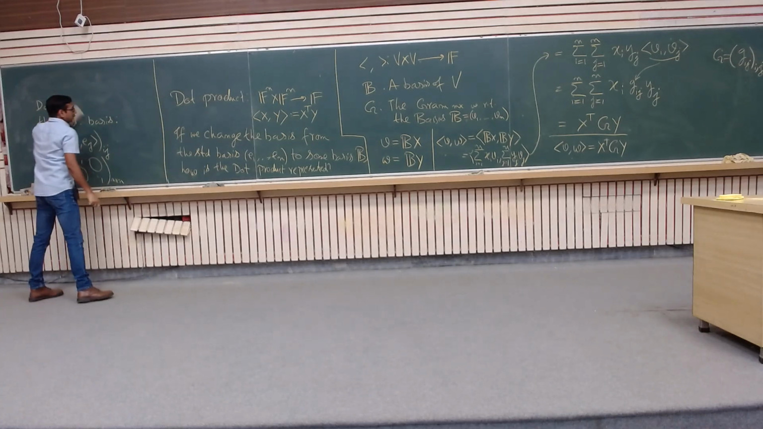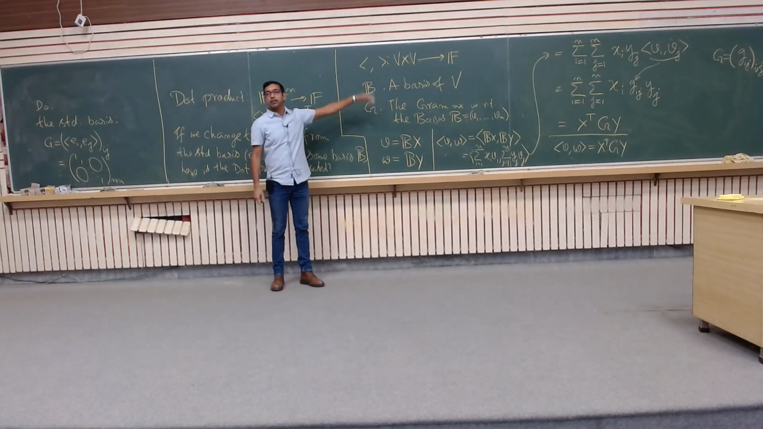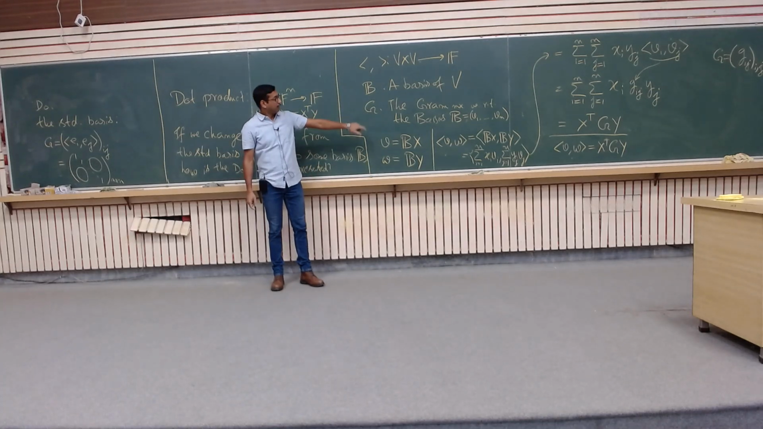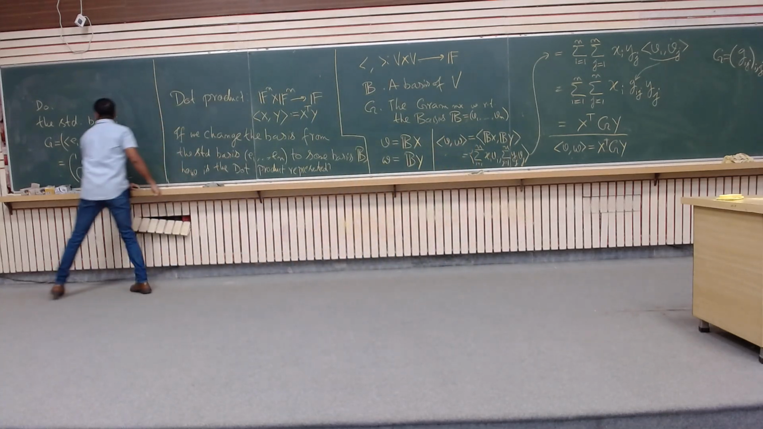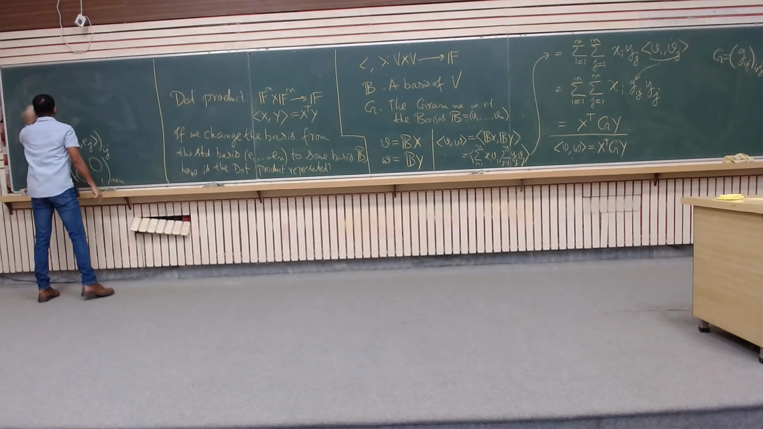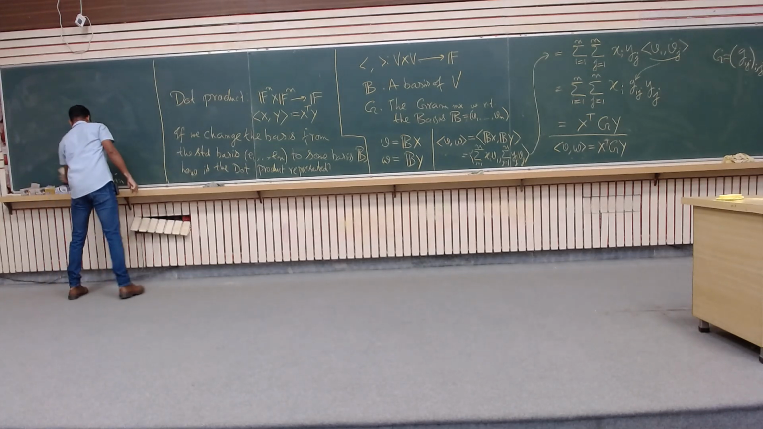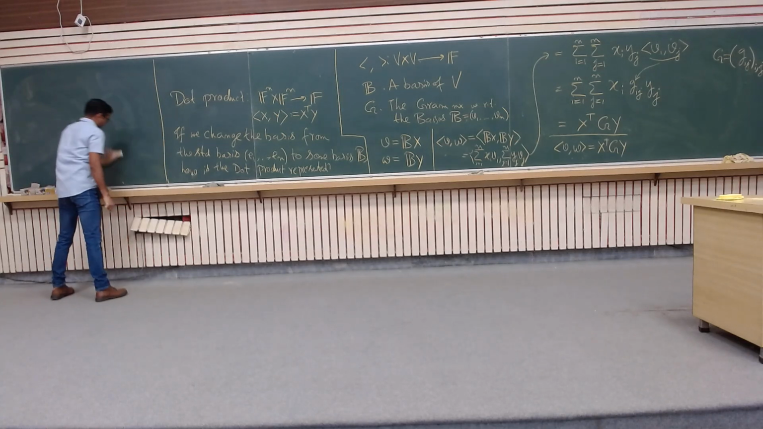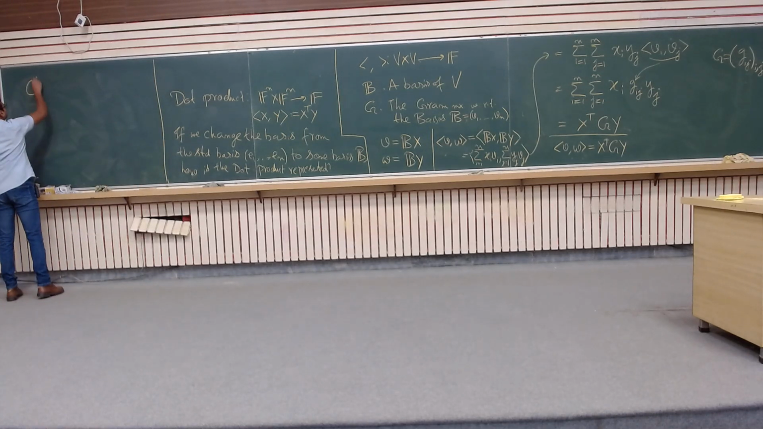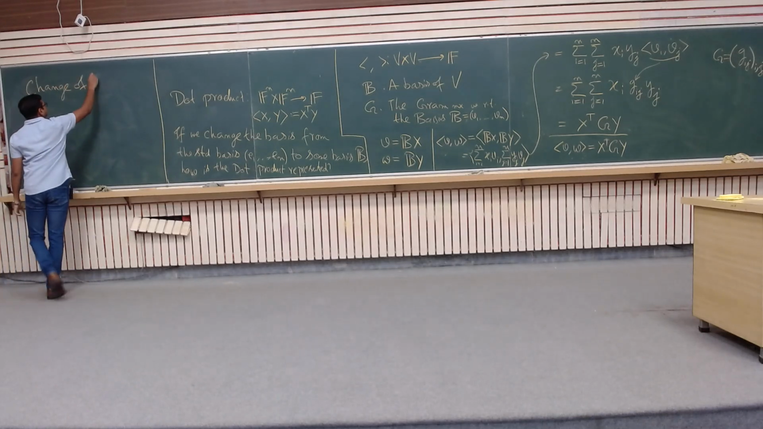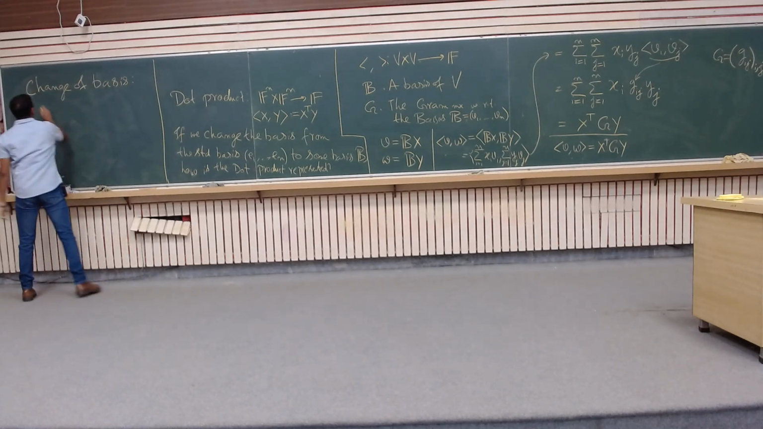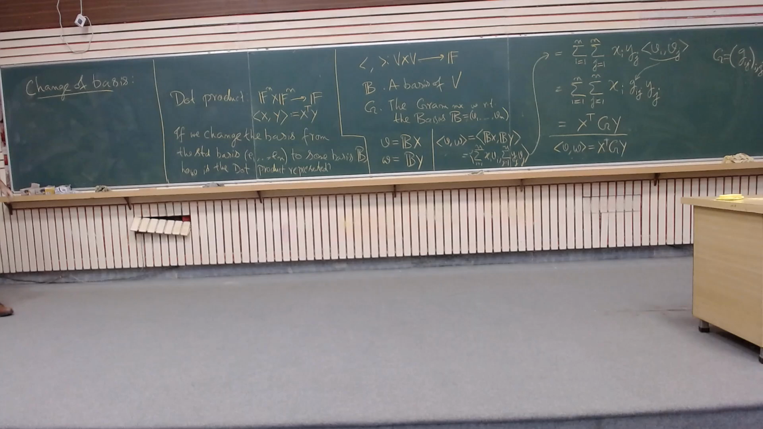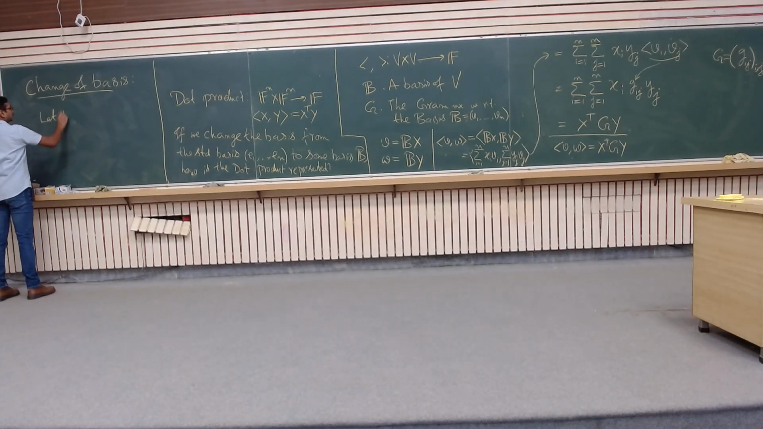So now let's see if we change the basis from B to some other basis B dash, how this gram matrix changes and how does it affect this expression. Change of basis. Not exactly change of basis, but the effect of change of basis on the gram matrix. So let B dash be another basis of V.